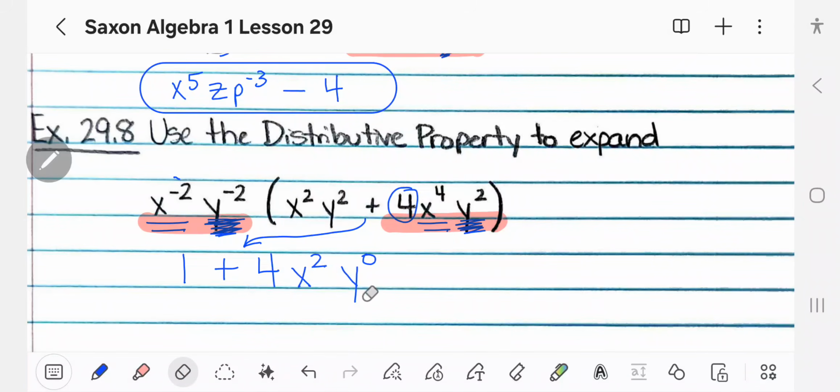Now, do we need that 1? Well, it's that 1 times all of this. So it's just going to be all of this, right? So we don't need to have that 1 there. So our answer is this.